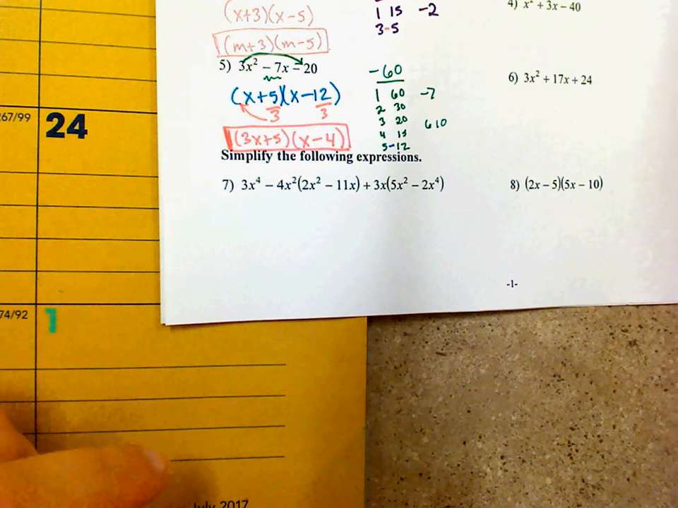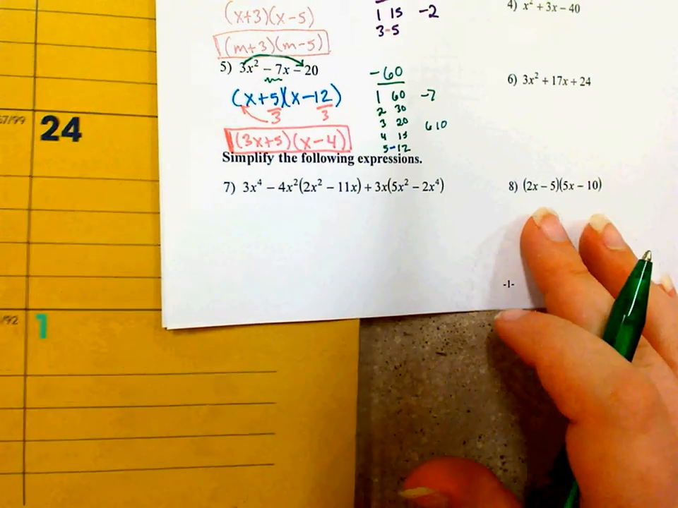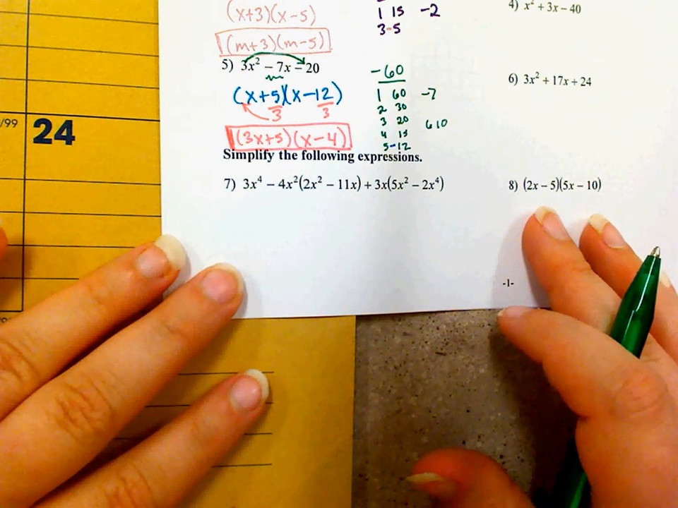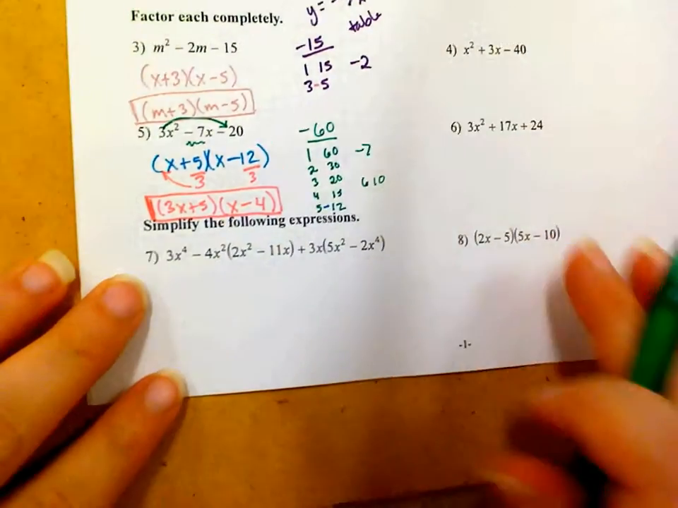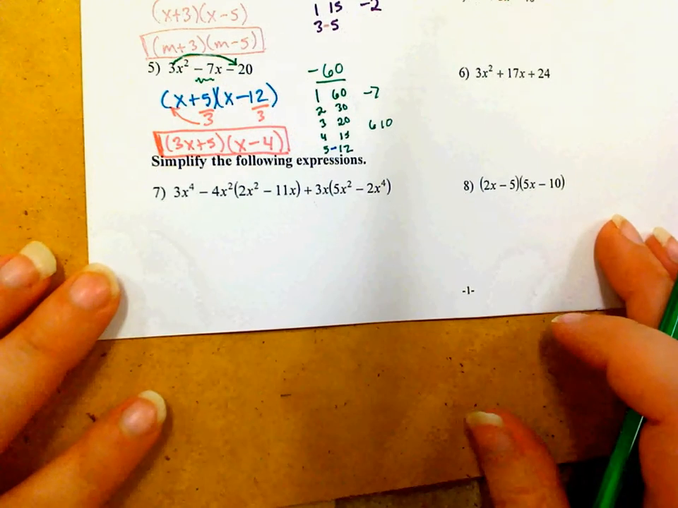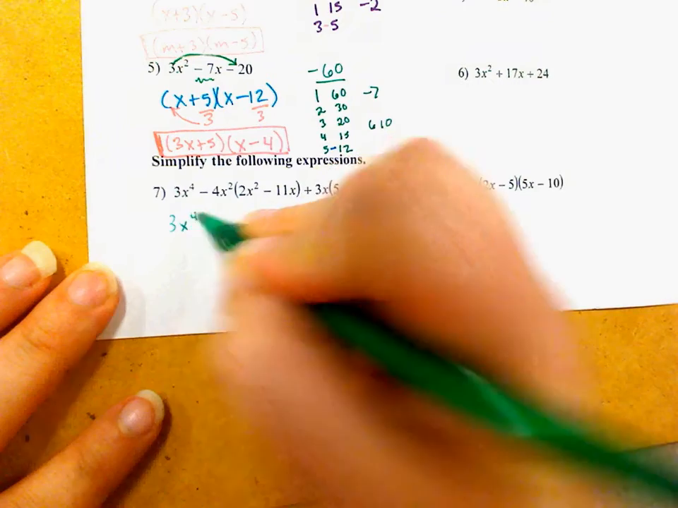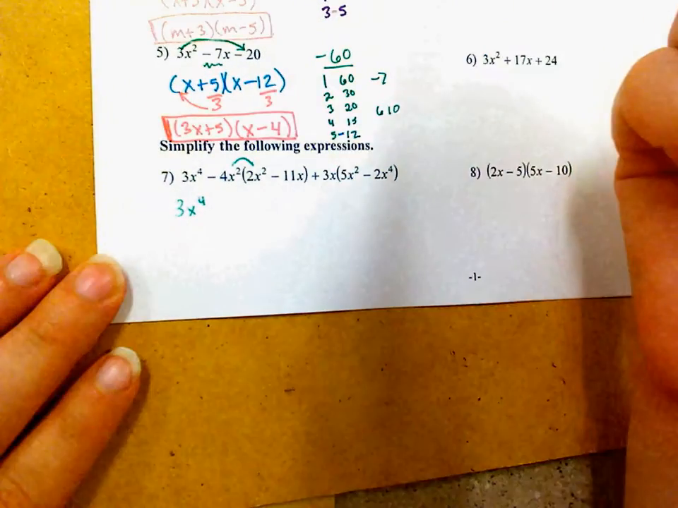On number 7, I've got simplify the following expression. So we've got a couple different expressions. What do you think you should do first when you see this problem? Yeah, I'm thinking distribute, yeah? So I'm going to go ahead and rewrite 3x to the 4th, because I don't need to do anything with that. But now I'm going to distribute a negative 4x squared to this term and to that term.